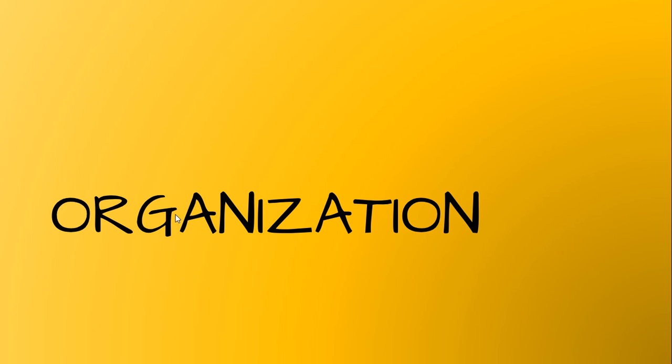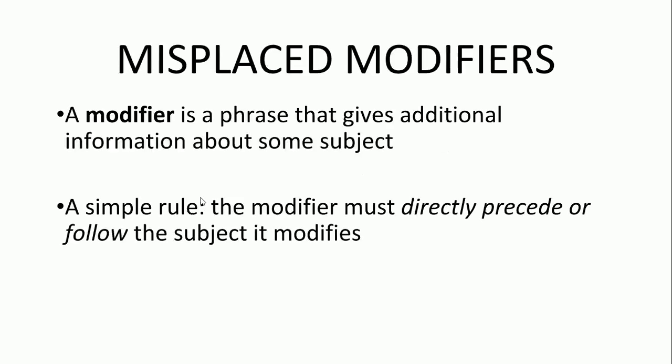Every happy sentence has to be organized. And the sub-rule we're going to talk about here is misplaced modifiers. So what is a modifier? A modifier is just a phrase that gives additional information about some subject in a sentence. That's a modifier. Then there's a simple rule governing the placement of modifiers. A modifier must either directly precede, so directly come before, or follow, and it doesn't have to directly follow, just follow the subject it modifies.